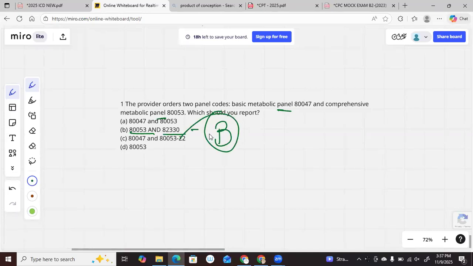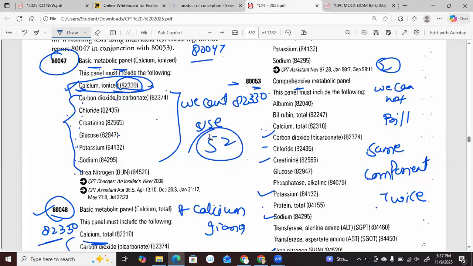The answer should be B, instead of the options given, A and D. Jamil, we cannot bill D because calcium ionized is missing in option D, and we cannot bill A because we cannot bill the same component twice. These components are included in the 80053 and we have to bill the same component only once. So the answer should be B. Clear? I have a doubt.